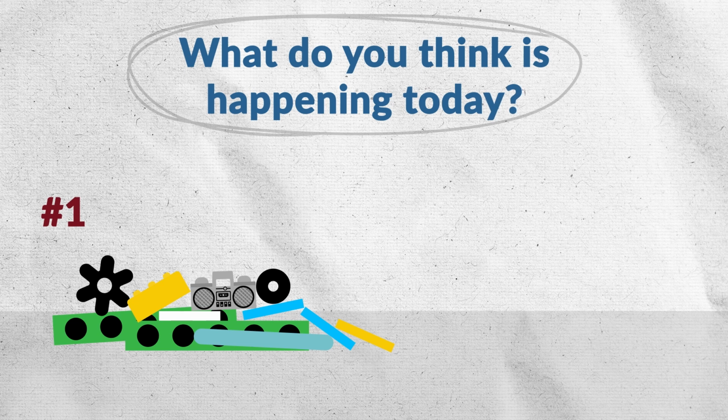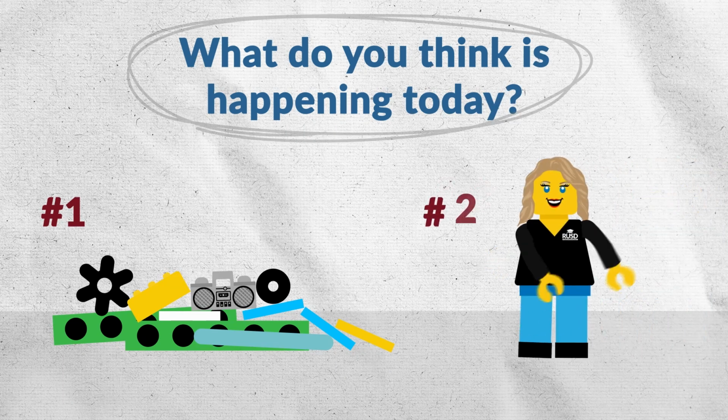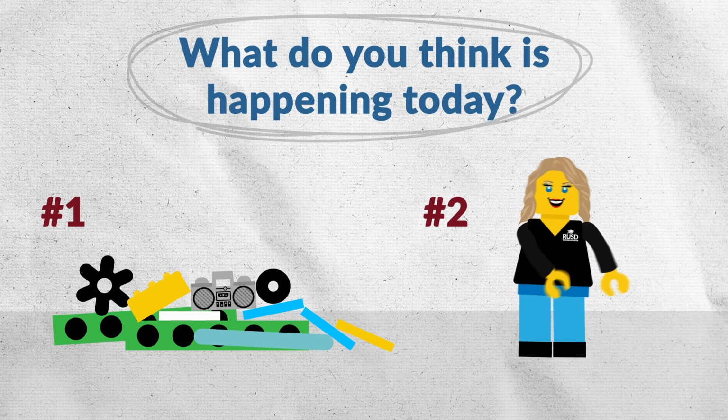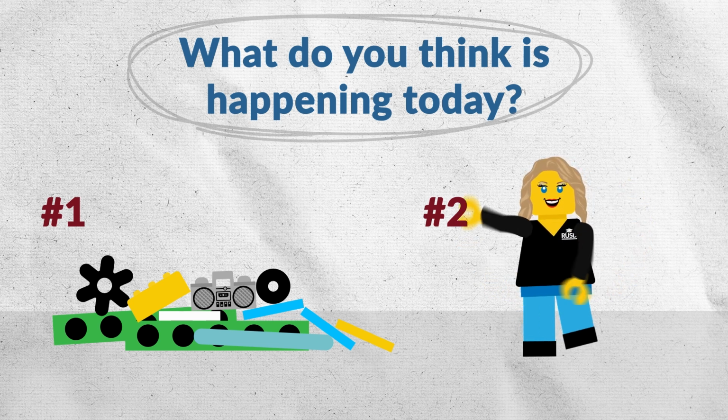All right, first we're going to take a look at two clues that I'm going to give you. I'm going to give you two hints and they're both images. Tell me what you're thinking is happening today when you take a look at these hints. Here's hint number one. Take a look. And here is hint number two. All right, so take a moment and decide what you think is happening today.